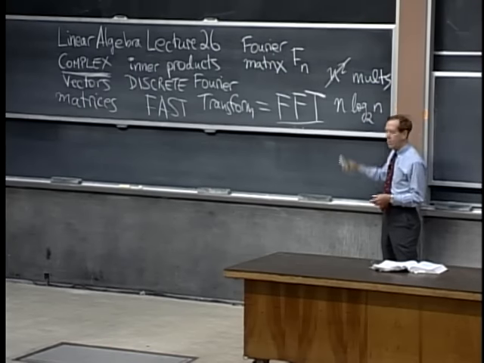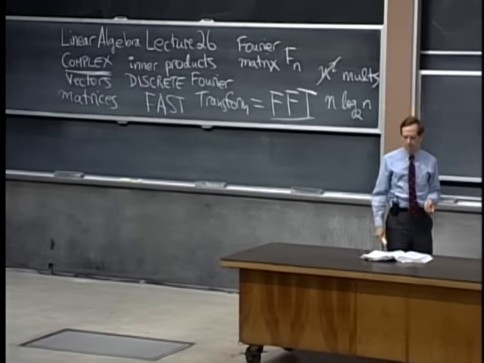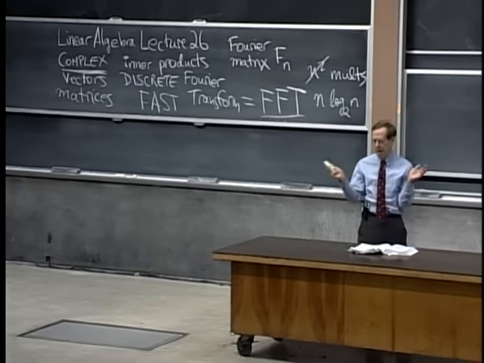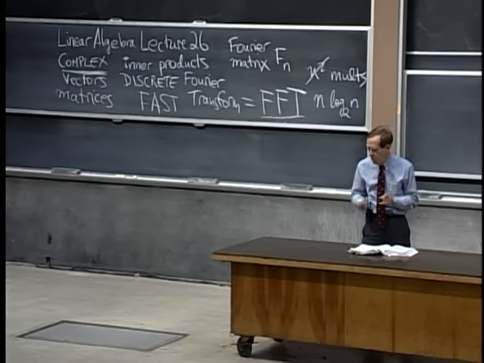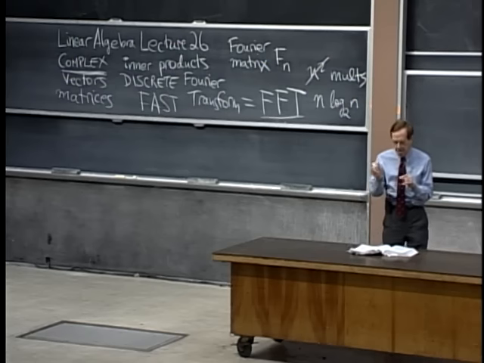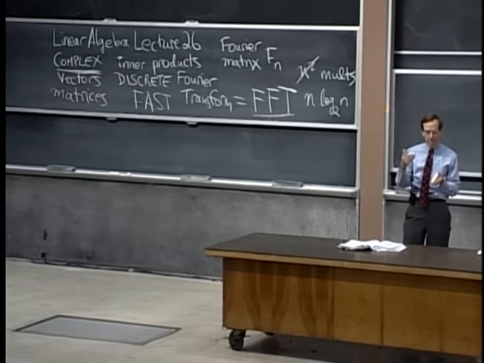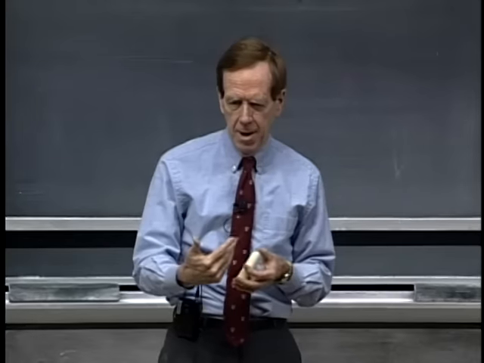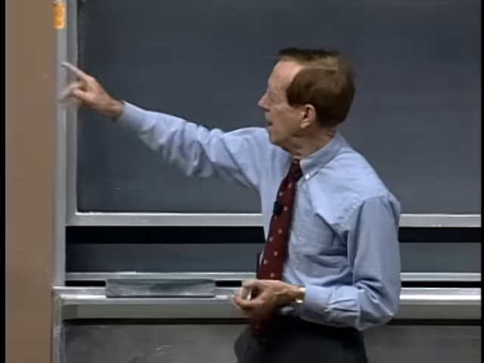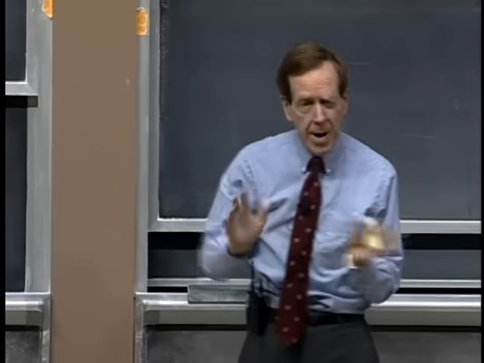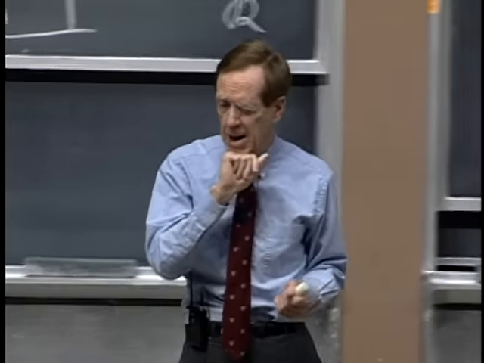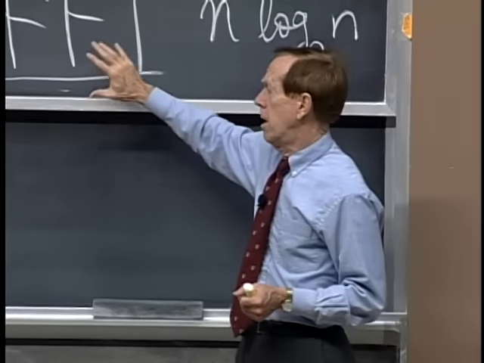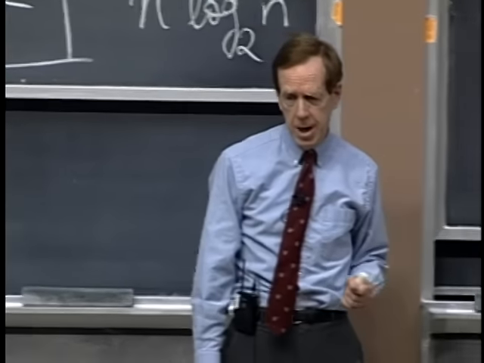And when that possibility hit, it made a big difference. Everybody realized gradually that this simple idea, you'll see it's just a simple matrix factorization, but it changed everything. Okay, so I want to talk about complex vectors and matrices in general, recap a little bit from last time, and the Fourier matrix in particular.